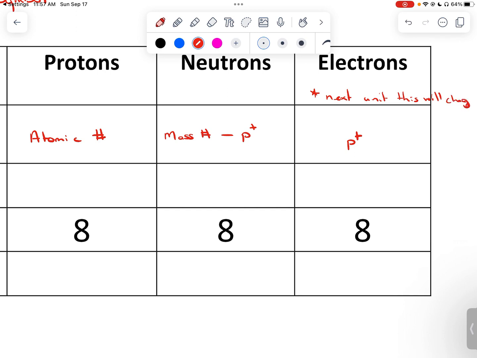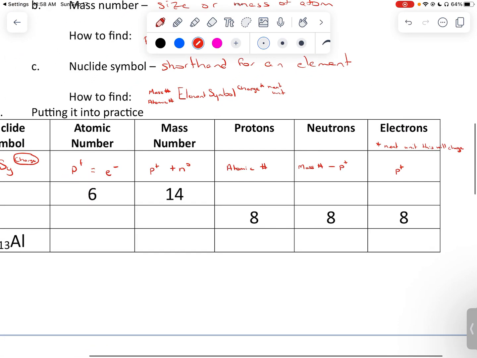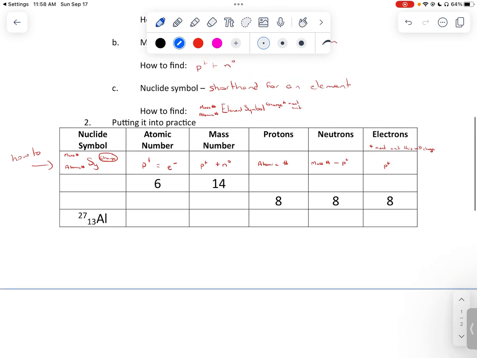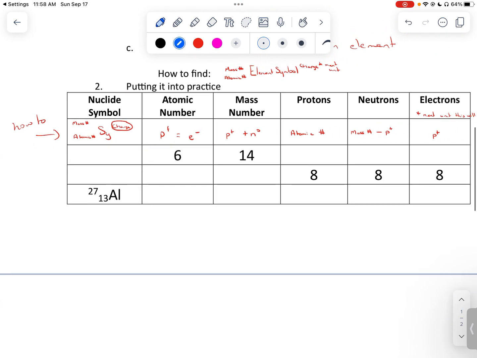It'll change next unit. All right, so let's see if we can't put this into play. Right now, we don't even need a periodic table to look at unless we're looking for its symbol, which we probably should for this first one. So remember, we said that the atomic number is the one that identifies the element. So we're going to look right here, 6, and we're going to see that 6 is carbon if we're looking at our periodic table. So the symbol for carbon is C.